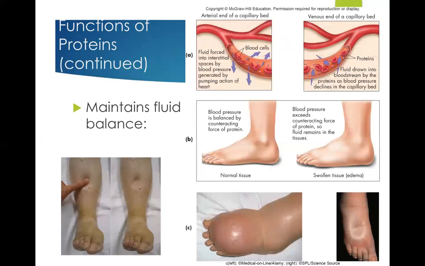And this can be very, very unpleasant, very kind of awkward, in some cases painful. And this happens because fluid builds up because the force produced by the proteins is too weak to pull the fluid back into the tissues.